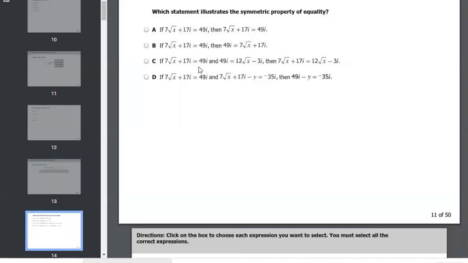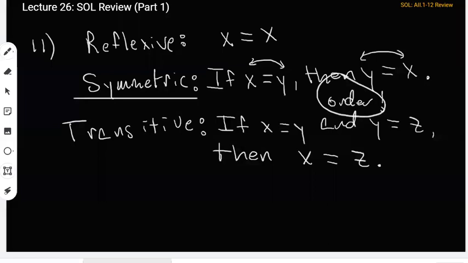And then for C, they have three different variables going. So C is transitive, not symmetric. And D is something else entirely. So we're going to choose B. B is going to follow the symmetric property.